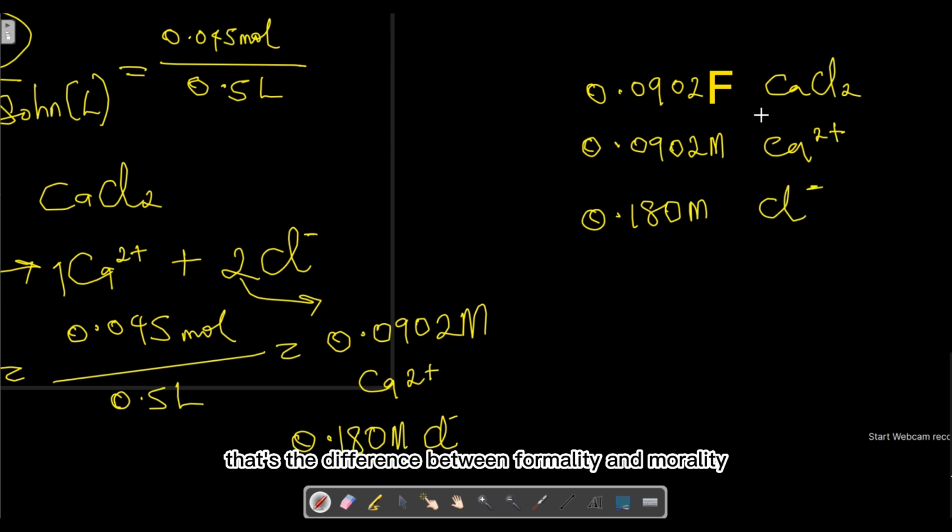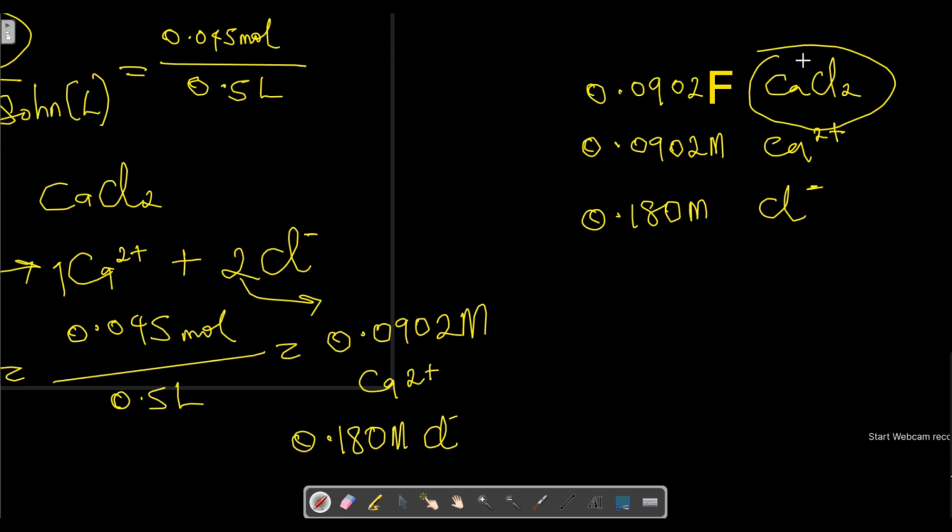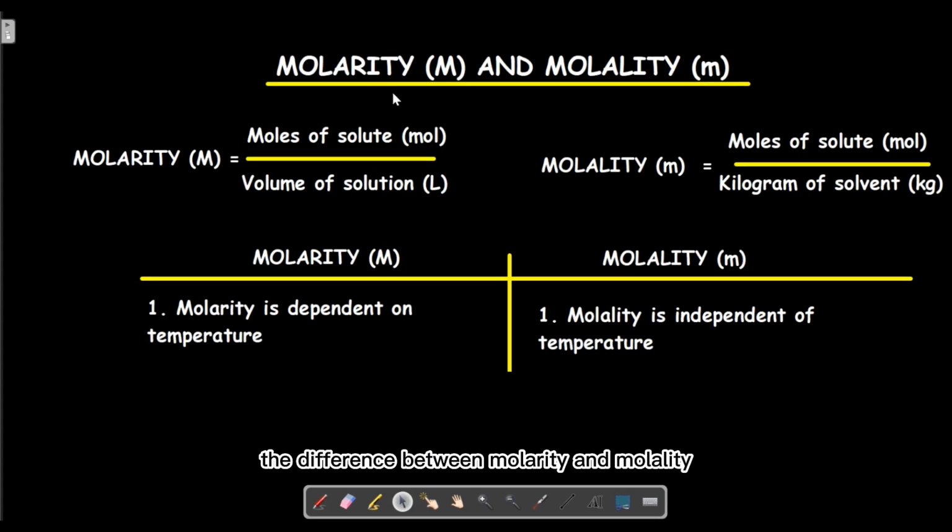So that's the difference between formality and molarity. Take note of this. Molarity tells you the concentration of the individual ions in the solution, while formality tells you the concentration of the total ion. We'll go further to explain the difference between molarity and molality. As you know initially, molarity gives moles of solute per volume of solution, while molality is moles of solute per kilogram of solvent.